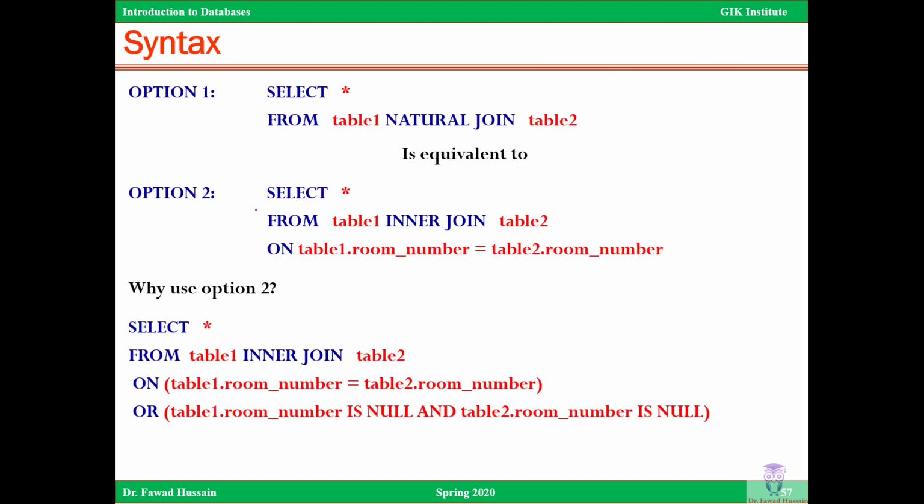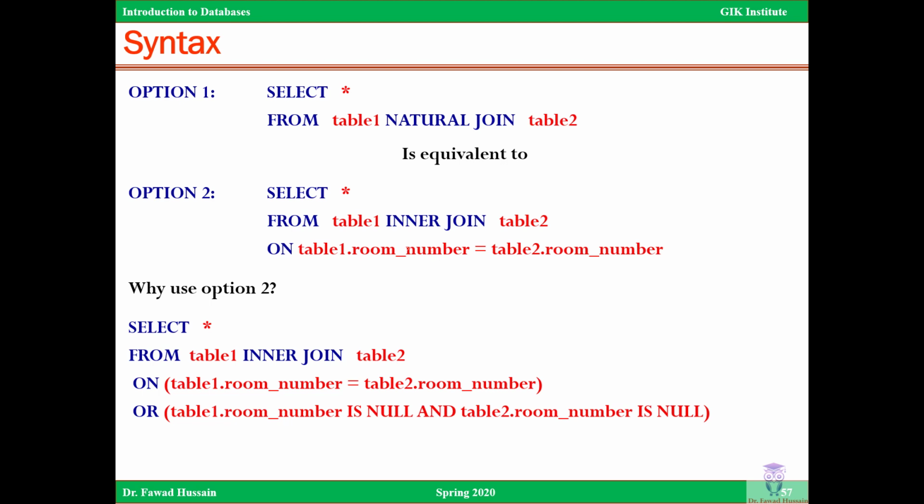Now the second question is, why do we need these two things? So here I have listed two options. In the first option, I write select asterisk from table 1 natural join table 2. Now this is equivalent to saying select asterisk from table 1 inner join table 2 on table 1 dot room number equal to table 2 dot room number, assuming that room number is the common attribute between the two tables. So in this option I have just written natural join. Since the room number is the same, it's going to make the join on this attribute.